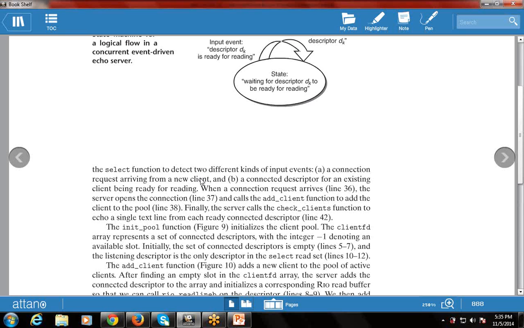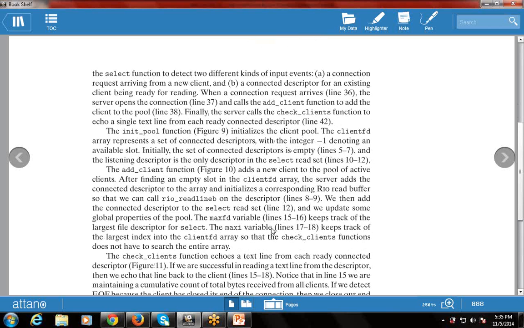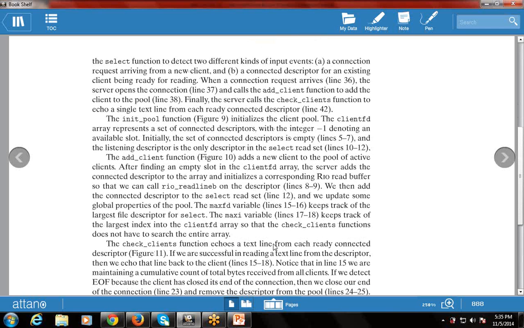The select function is used to detect two different kinds of input events: a connection request and a connected descriptor. The next function is the init pool function, which initializes the client pool. Another is add client, which adds the new client. Here you have to study only these function names as well as their roles. The check client function echoes a text line from each ready connected descriptor.